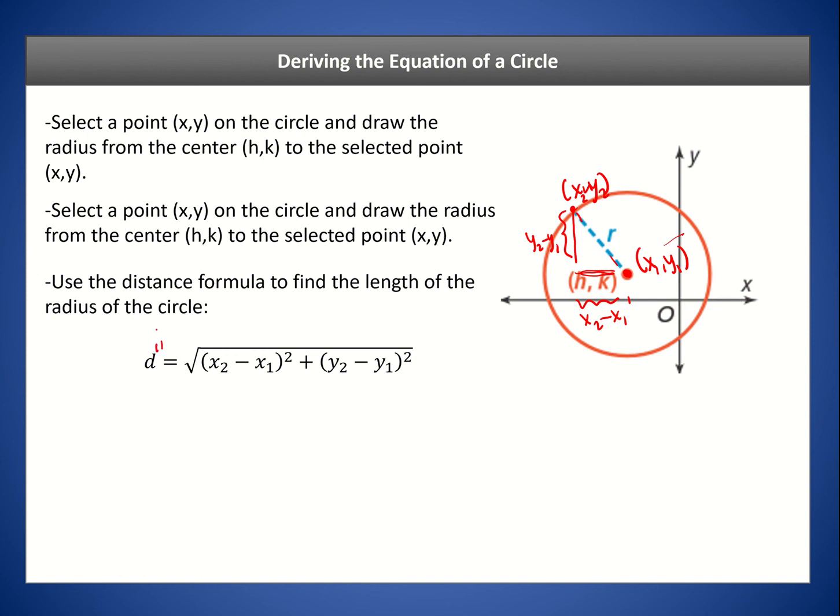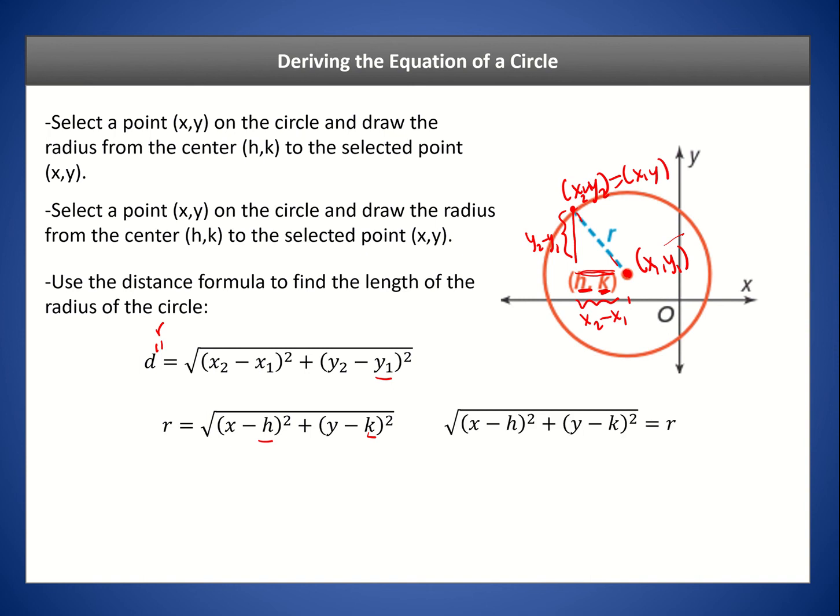This is equivalent to r. So r is equal to the square root of, in this case, the x2 and x1 is simply h, k. We call that h and k, so I'm just going to replace that with h and k. It doesn't really matter which one's x1, if x1 is h or if x2 is h. But in this diagram, x1 is h, and y1 is k. So we replace those, and we call x2, y2 simply x, y.